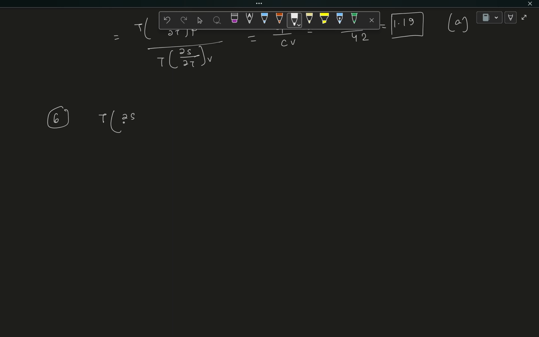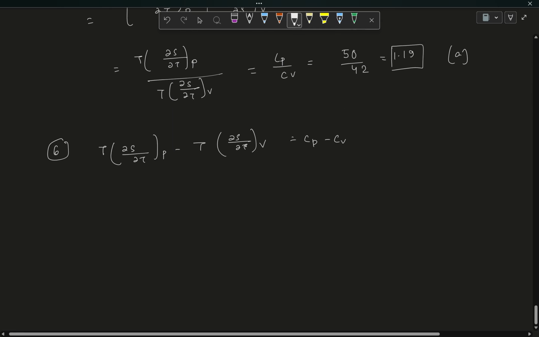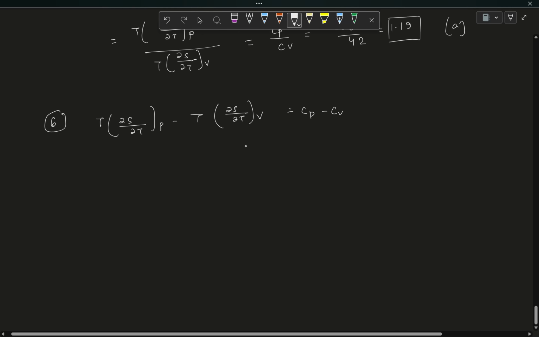So in the question it is given T del S del T at P constant minus T del S del T at V constant. So you'll see that this is simply the relation of Cp minus Cv. That is what you need to calculate from here. And if you remember, this is already solved by us for a question previously. So Cp minus Cv is already solved by us to some extent. So we can go back and check whether that is correctly done or not.